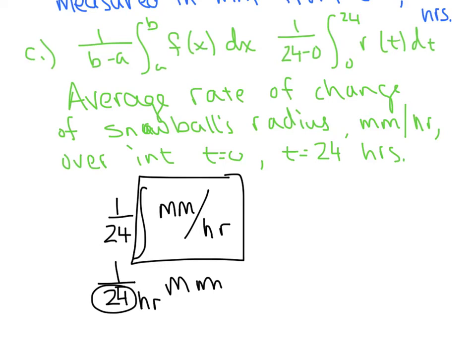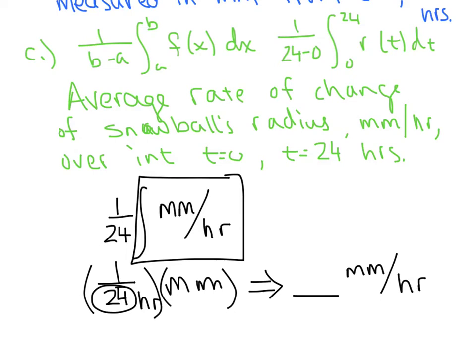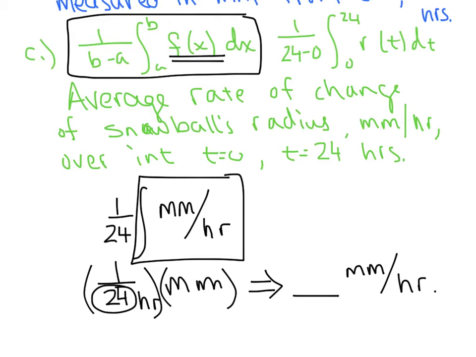And hours was in the denominator. So by the time I multiplied this guy times this number, I've got a new number that was truly millimeters per hour. So we kind of went full circle. We went right back to where we started. The bottom line is that when you use the average value formula, your units are the exact same as the original function that you started with.